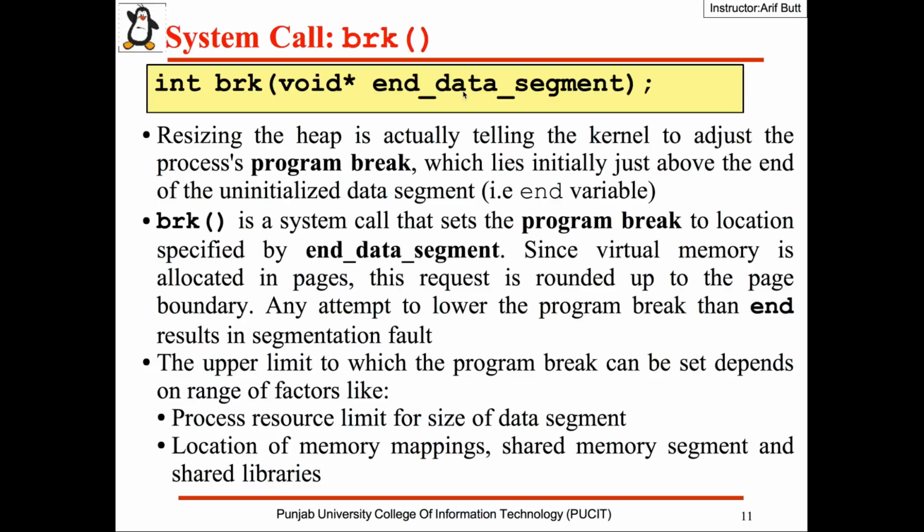The upper limit to which the program break can be set depends on factors like the process resource limit for the size of the data segment and the location of memory mappings and shared memory segments above the heap. So once the heap crosses into the memory-mapped region, it gives the error and kills the process.